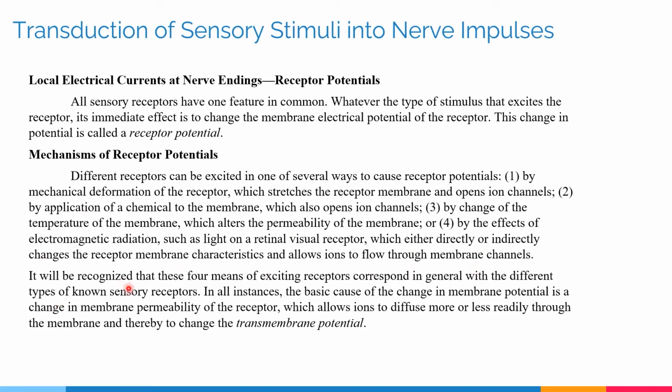It will be recognized that these four means of exciting receptors correspond in general with different types of known sensory receptors. In all instances, the basic cause of change in membrane potential is a change in membrane permeability of the receptor, which allows ions to diffuse more or less readily through the membrane and thereby to change the transmembrane potential.